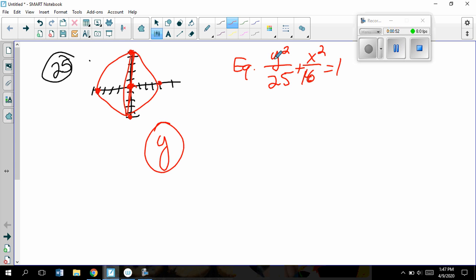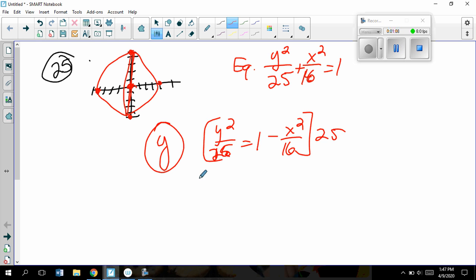Really, it's just isolating this y term. So we're going to subtract my x term over. So I have 1 minus x squared over 16. I don't want the 25, so I'm going to multiply the whole equation by 25. So now I have y squared. Distributing in would be 25 minus 25x squared over 16.